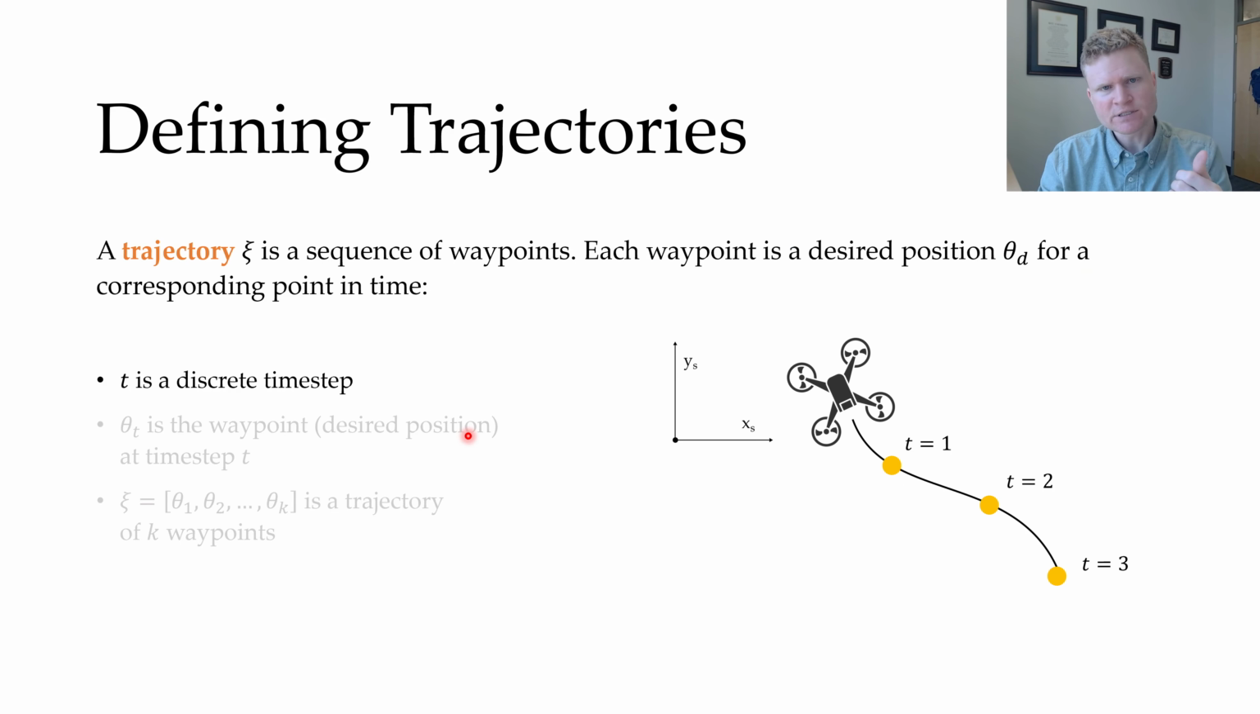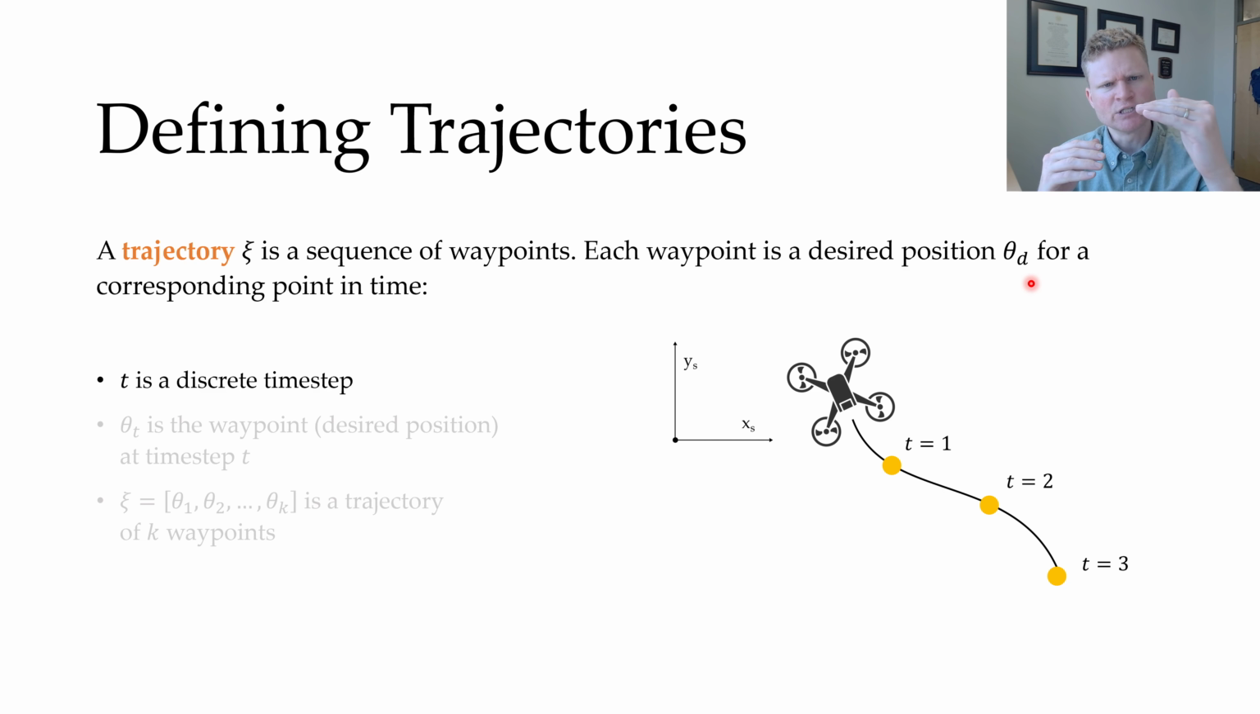Okay. So the first thing I need to do is I want to provide a little bit more depth on the way we define trajectories. So we know from the previous lecture that a trajectory xi is just a sequence of waypoints. If I think back to the video at the beginning of this lecture, it's a sequence of steering and throttle inputs I'm going to have for my RC car. Now, each waypoint is a desired position that I want my robot to reach. So you could think about it as a theta d that you're controlling your robot to reach.